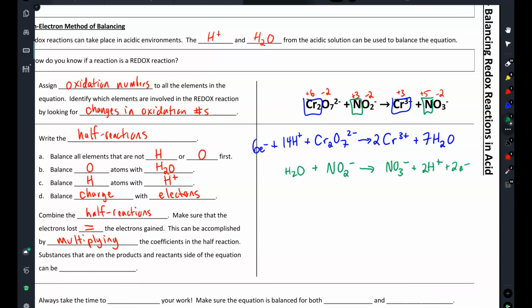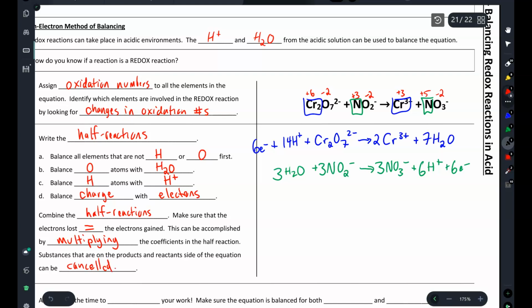Okay, I need 6 electrons, so I think I need to multiply everything by 3. So that would give me 3 H2O, 3 NO2, 3 NO3 minus, 2 times 3 would give me 6 H plus, and 2 times 3 would give me 6 electrons. Okay, so we're going to combine these 2 half reactions. We can do a lot of simplification and get things to cancel out. So substances that are on the products and the reactant side can be canceled, or at least simplified.